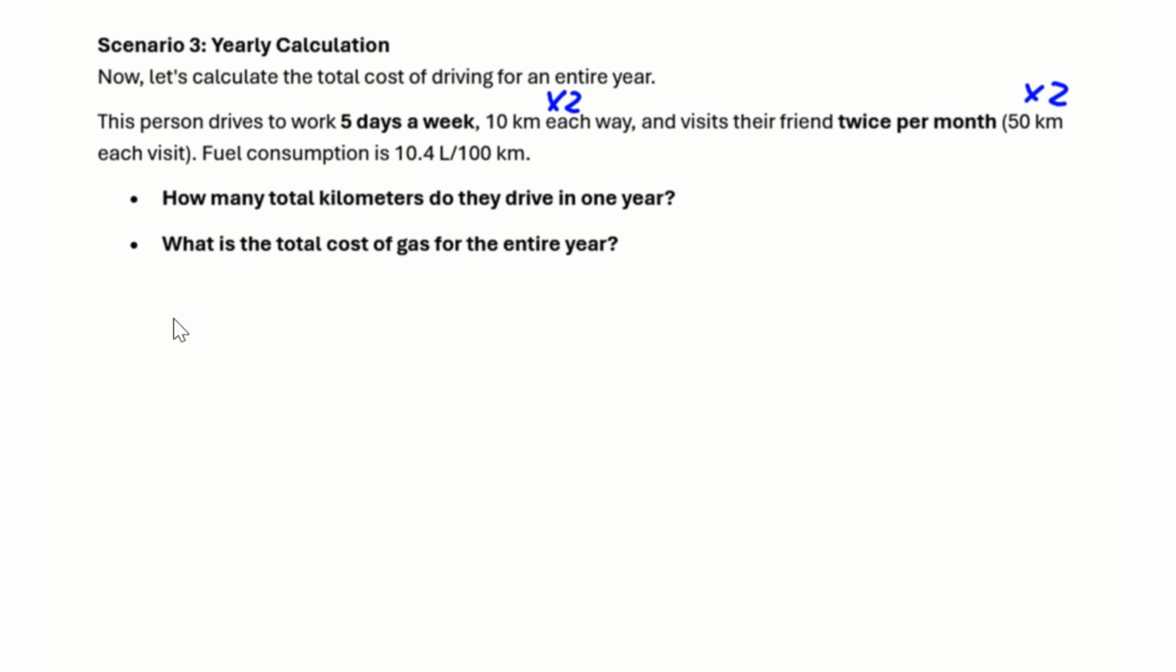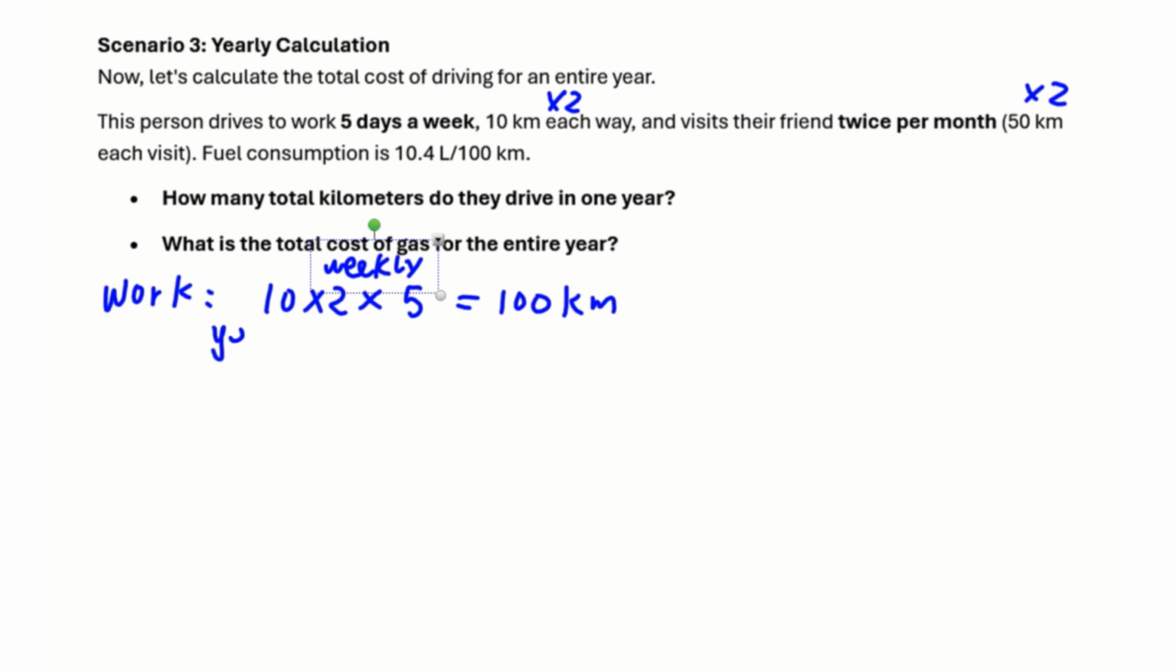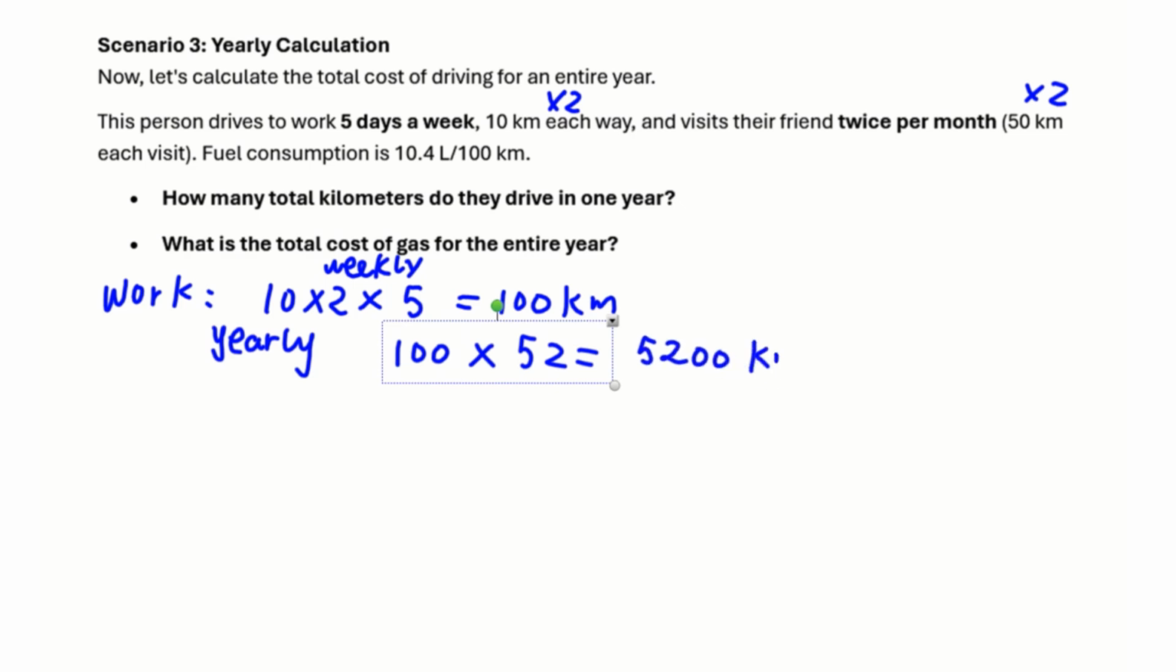So how many total kilometers do they drive in 1 year? So we are going to look at work. So work is 1 day is 10 kilometers times 2. Then 1 week you have 5 days. So this is weekly. Then we do the calculation is 100 kilometers. Then we want to find 1 year, yearly. 1 year equals 52 weeks, so 1 week is 100, then times 52 weeks, we have 5,200 kilometers. That is for work.